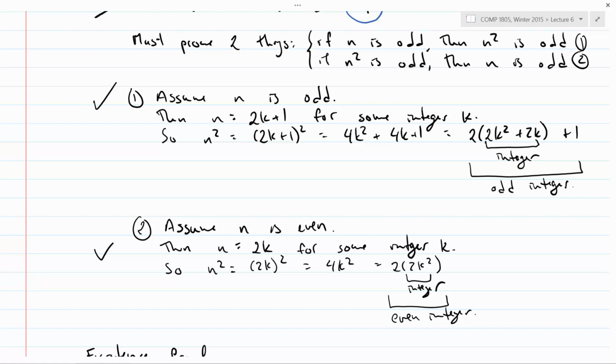Right, so the question is, when can you stop in these proofs? It's not enough just to stop here. You need to say something about it having the form of an odd integer or the form of an even integer. You don't have to say it exactly like I've done here, but you can't just say, oh, it equals 2 times 2k squared plus 2k plus 1. You need to say something after that.